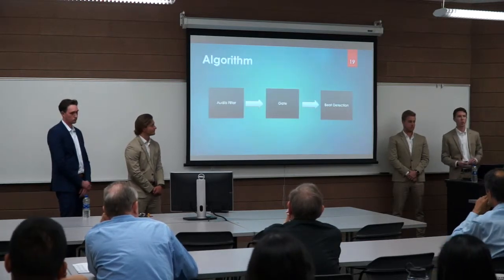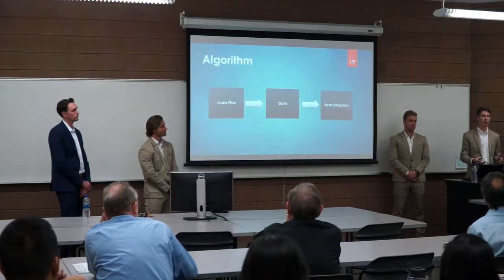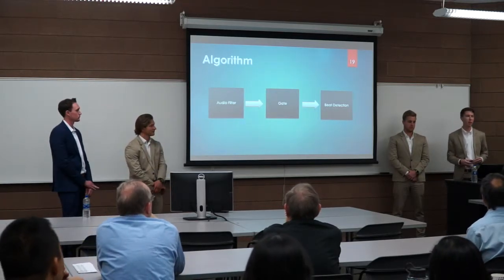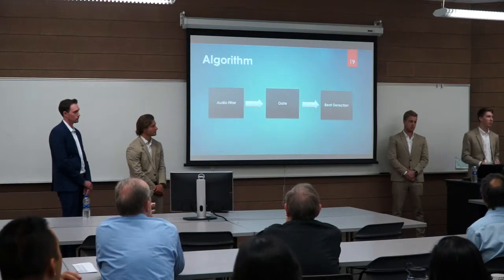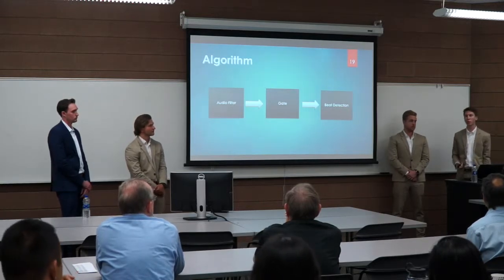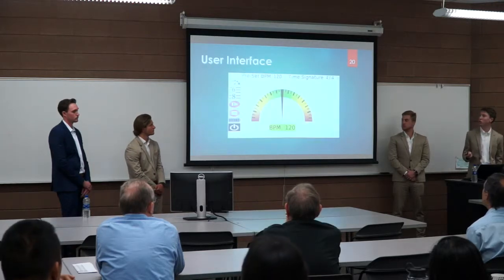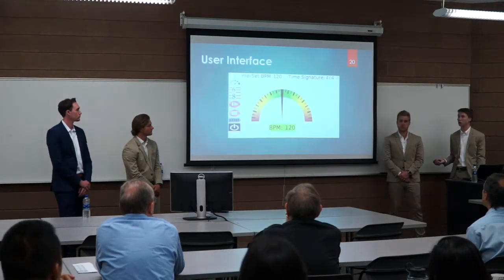So our beat detection works by running through and taking a certain number of kick drums at a time to determine the BPM happening, and we also determine the time it takes for those kicks to happen, which allows us to return the BPM to the user. This is then returned to the user in the user interface, which I'll now let Andrew go over.